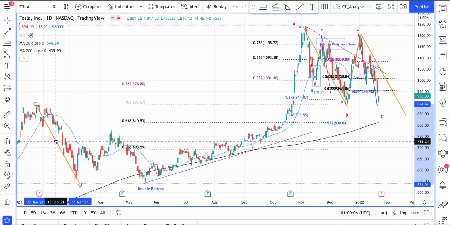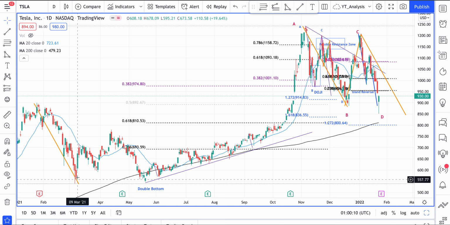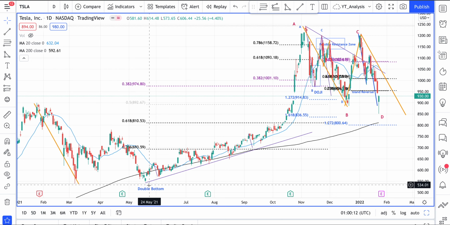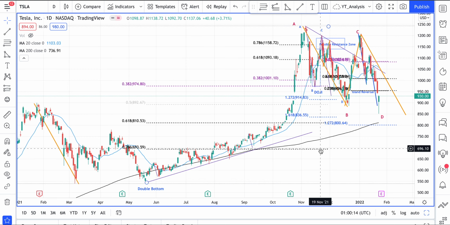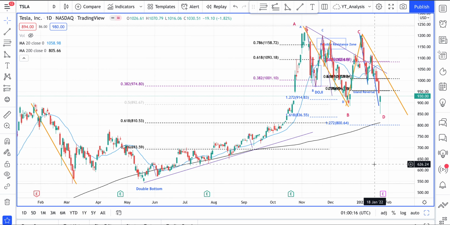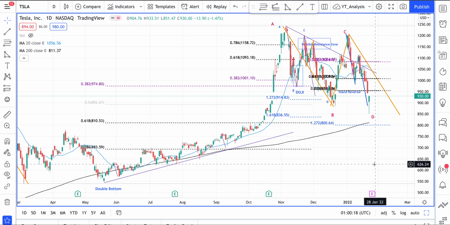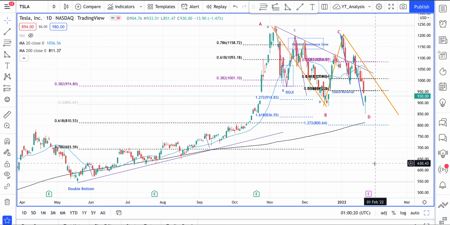What happened back then was that Tesla found a bottom, it tried to rally, then it found a double bottom here, and then of course it rallied. Would it do the same pattern again? Maybe it can, but we'll have to take one step at a time.